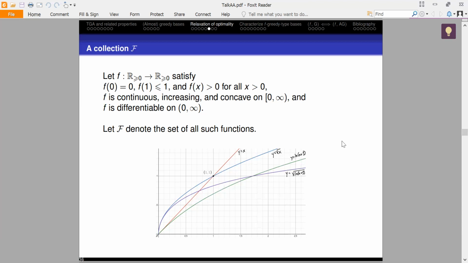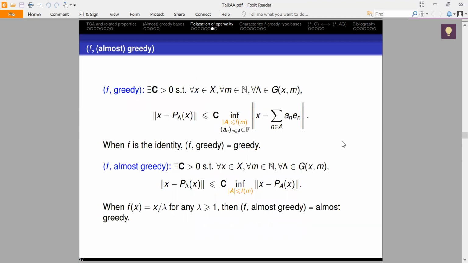Using this collection F, we can define F-greedy and F-almost greedy. What I did was I only replaced the size of A, so it is bounded by f(m). Instead of m, you have f(m). So this is the concept of F-greedy and F-almost greedy. The classical definition involves m here and m here, but now we do it for f(m). This is definitely weaker than the definition with the size of A at most m. That's why we say we are relaxing the optimality of the algorithm.